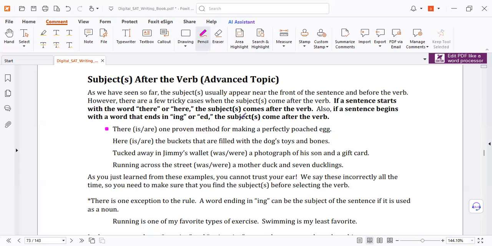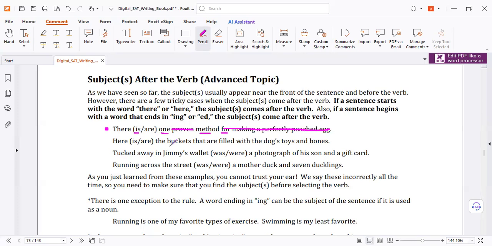Follow the rules. Prepositional phrase: for making a perfectly poached egg. Now look, one, proven adjective, delete. One is singular, so the method is singular, so it must be singular. Yes. Now, what is the trap? The trap is the subject can be after the verb. I told you it can be in any order. That's why I delete the phrases first, perhaps the subject is after. Look again.